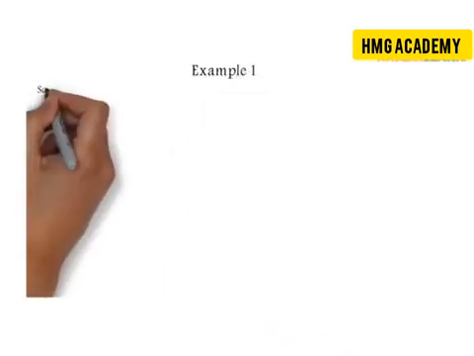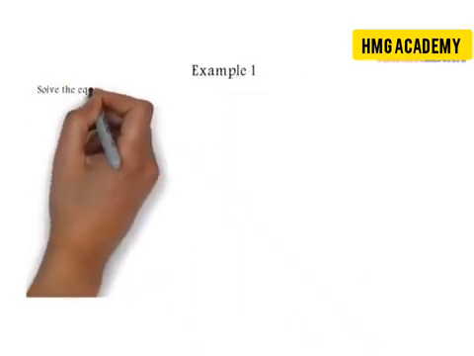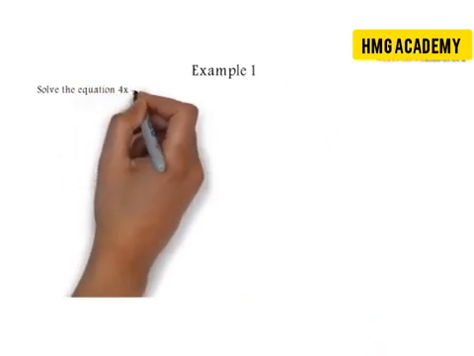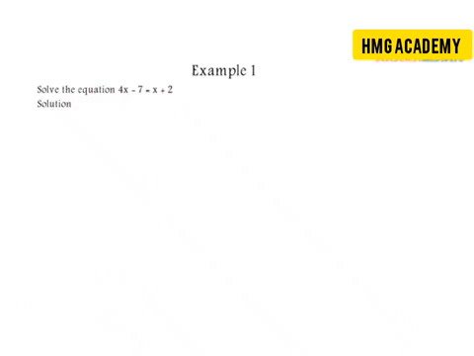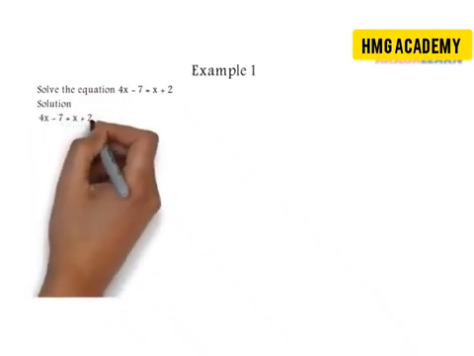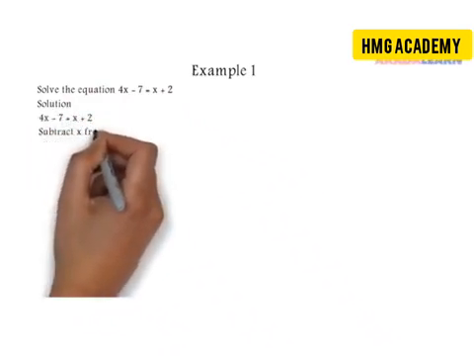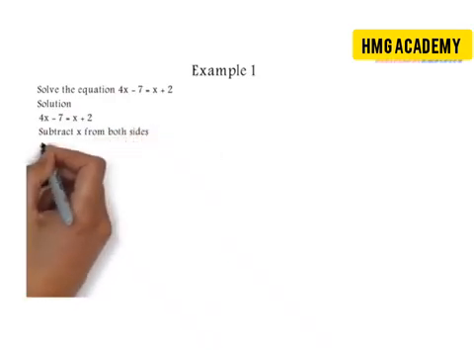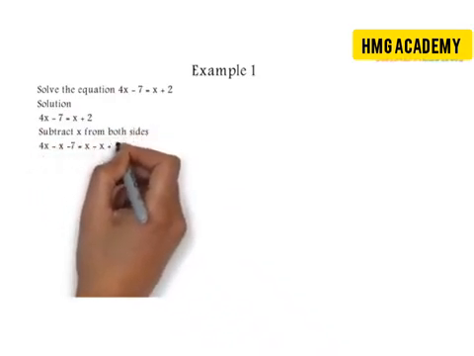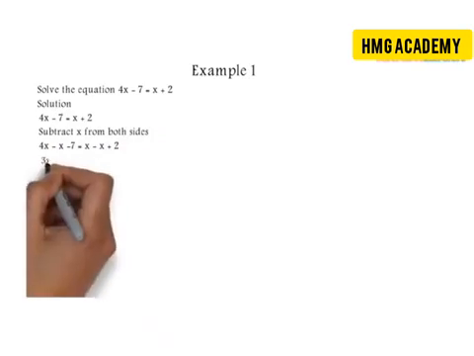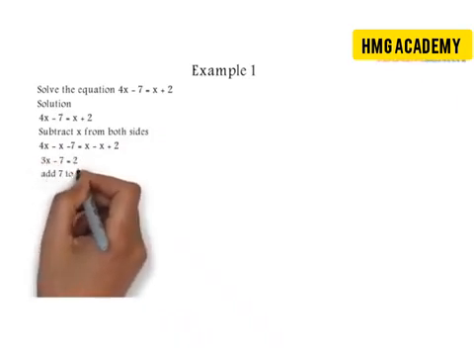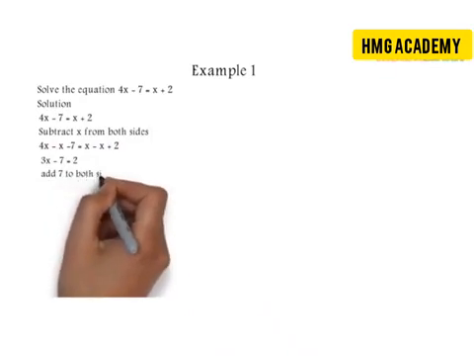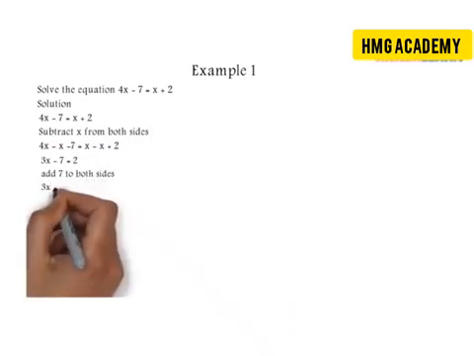Example 1, we're asked to solve the equation 4x - 7 = x + 2. So let's see how to do that. We simply collect like terms. First, we subtract x from both sides of the equation. We simplify. We have 3x - 7 = 2. Now we add 7 to both sides of the equation so that 3x can stand alone.